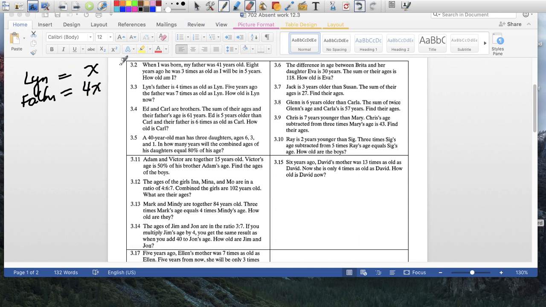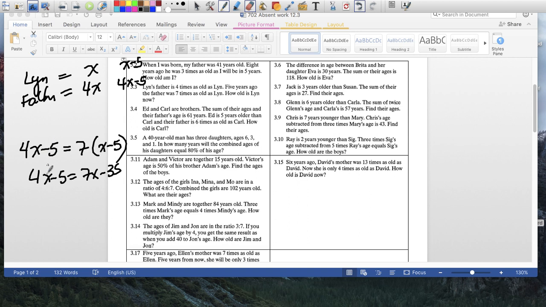5 years ago, the father's age was 4x minus 5, and Lynn would be x minus 5, right? 5 years ago, the father was 7 times as old as Lynn. How old is Lynn now? So 4x minus 5 equals 7x minus 35.